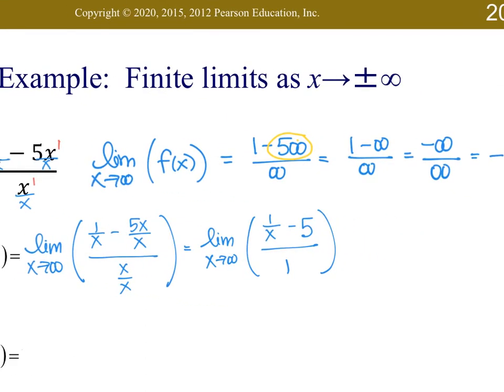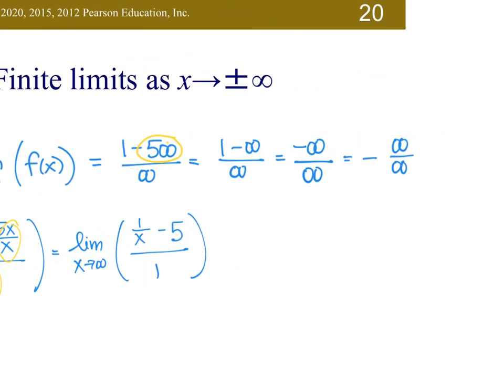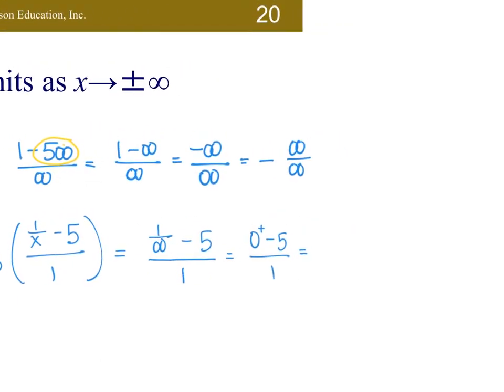I reduced each place that I had x over x. Now I can drop infinity in and at the same time drop my limit notation. So 1 over infinity minus 5 over 1. Again, 1 over infinity is 1 divided by the largest number, which should give me the smallest number. So that's a 0 plus, minus 5 over 1. That's negative 5 plus over 1, or negative 5 on the right side.